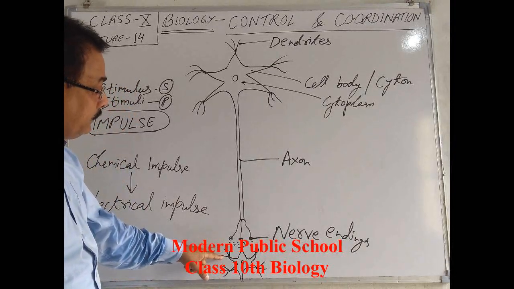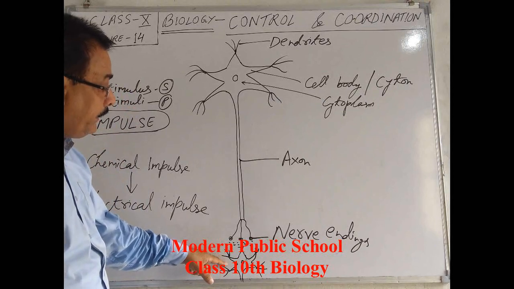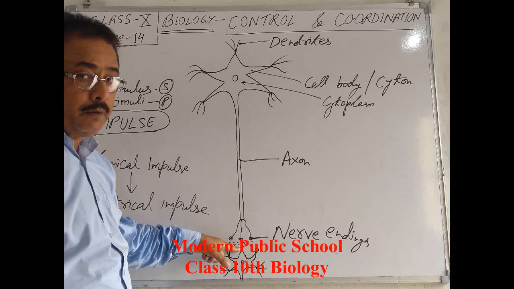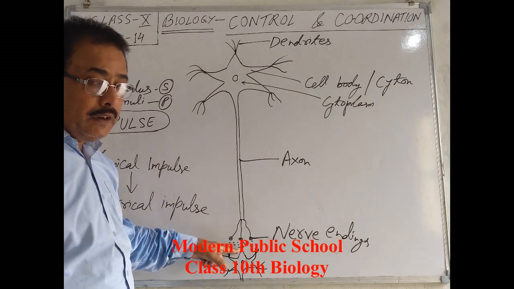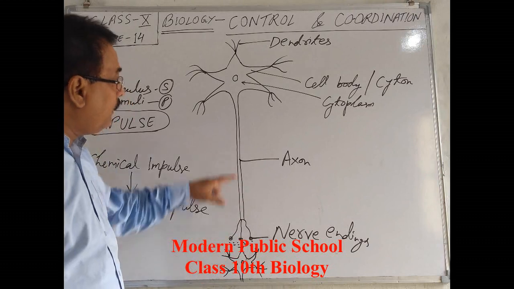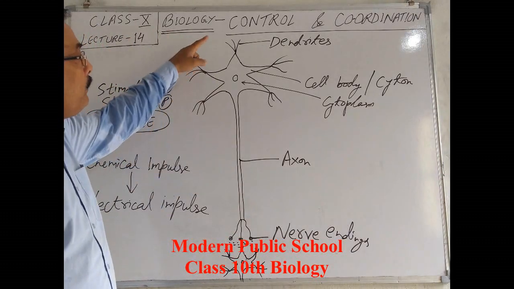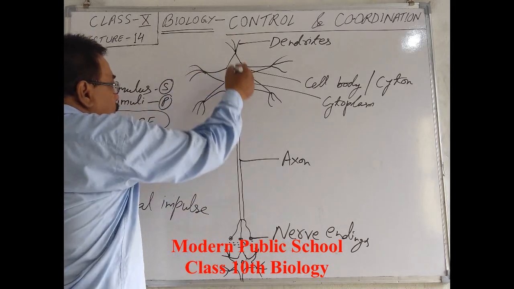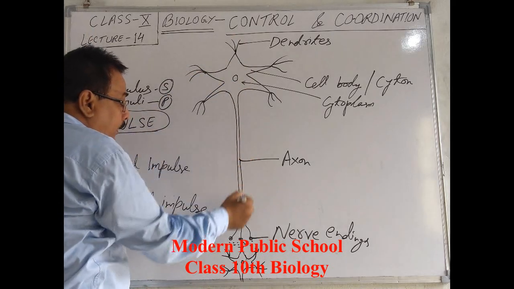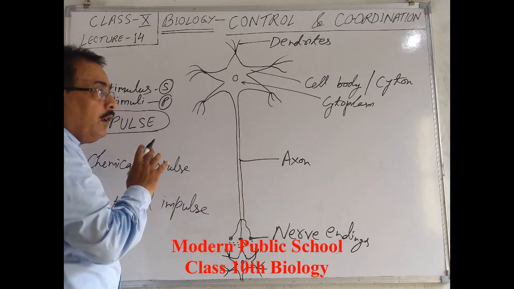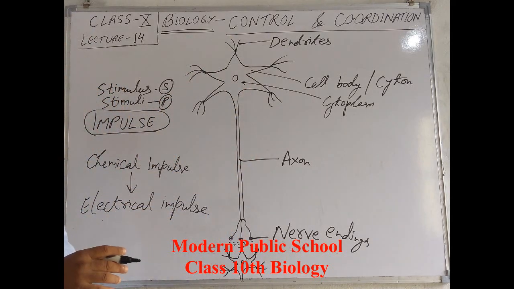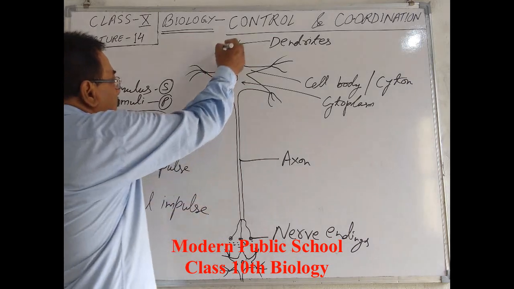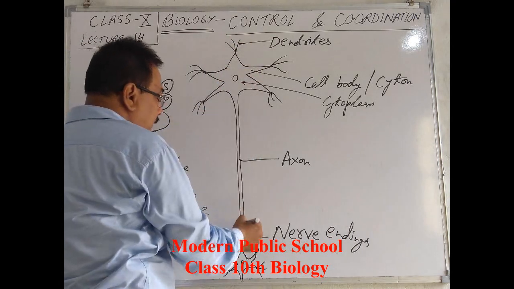As we have talked about this, the dendrite of the next neuron will receive it. Again, a chemical reaction will take place here and the impulse will change into an electrical impulse. What is an electrical impulse? How is it transmitted through a neuron? From dendrite to cell body to axon, axon to nerve ending, all these pathways are full of electrical impulse. Electrical impulse यहां से यहां, यहां से यहां, यहां से यहां.